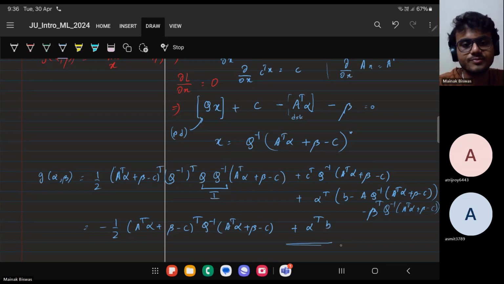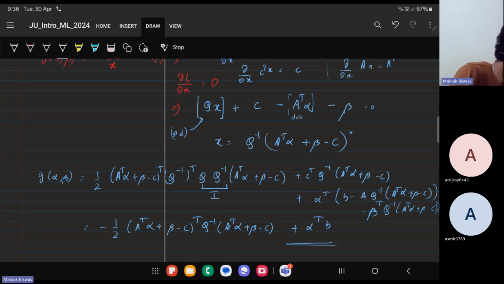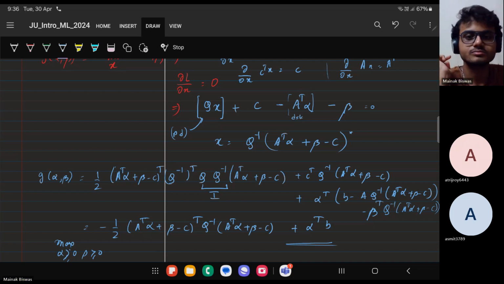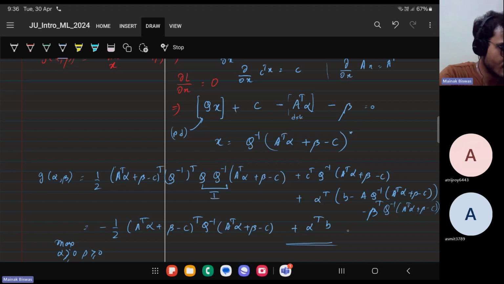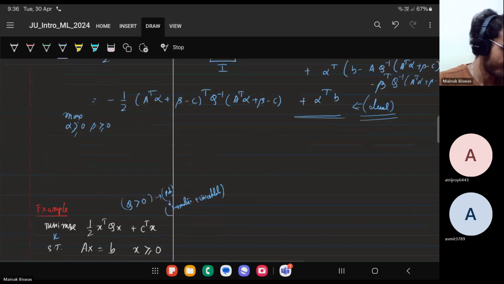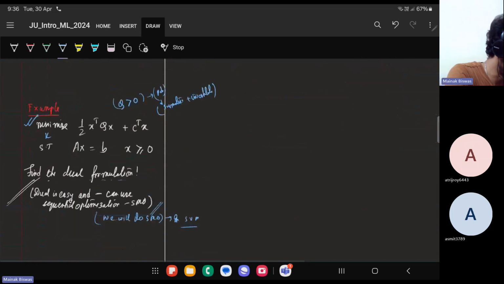Right. So this does not depend on X. Next you can maximize with alpha greater than 0 and beta greater than 0. How we do it, we'll see in due course. Is it clear to everyone? So this is the dual. Any questions? Okay. We have solved this as well.